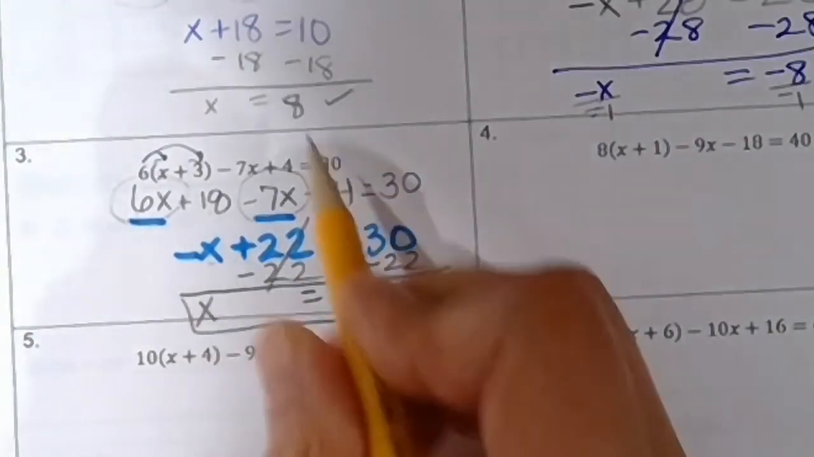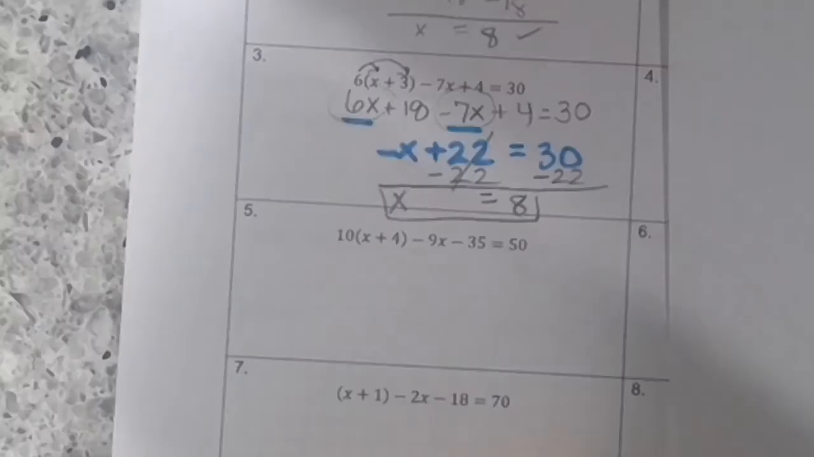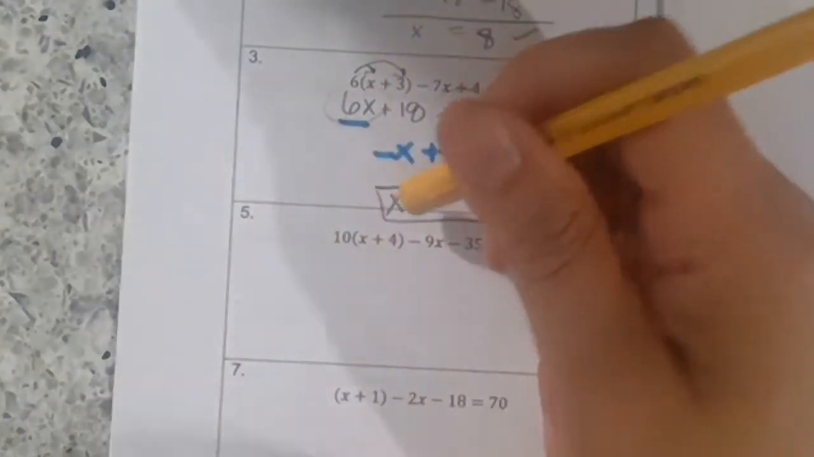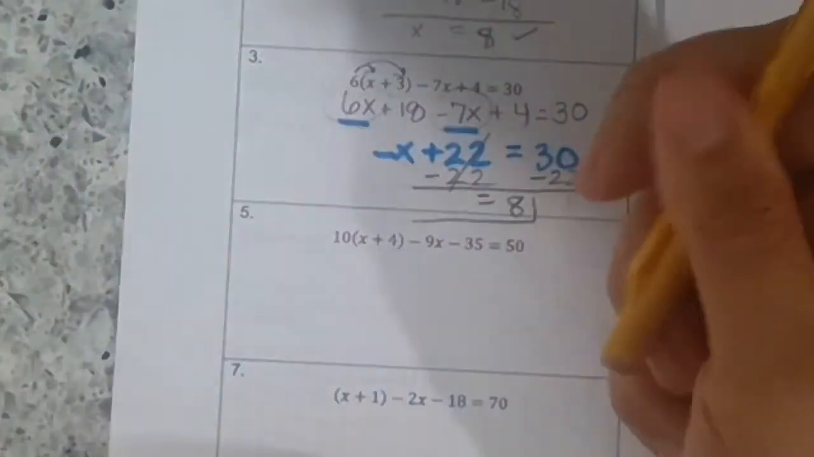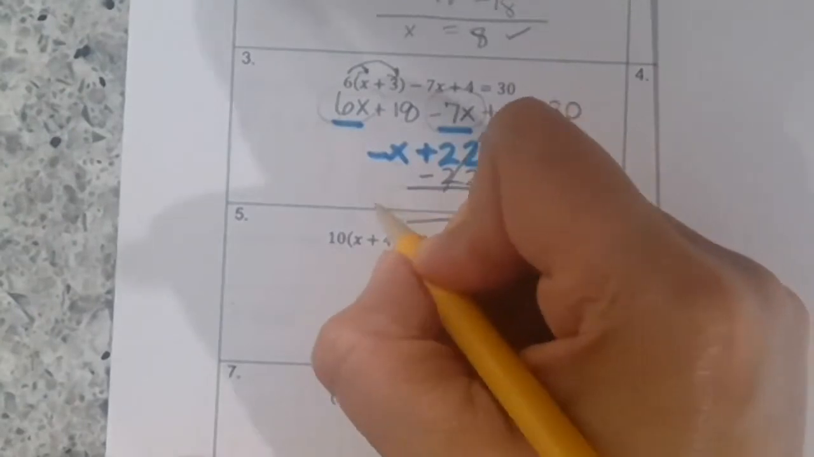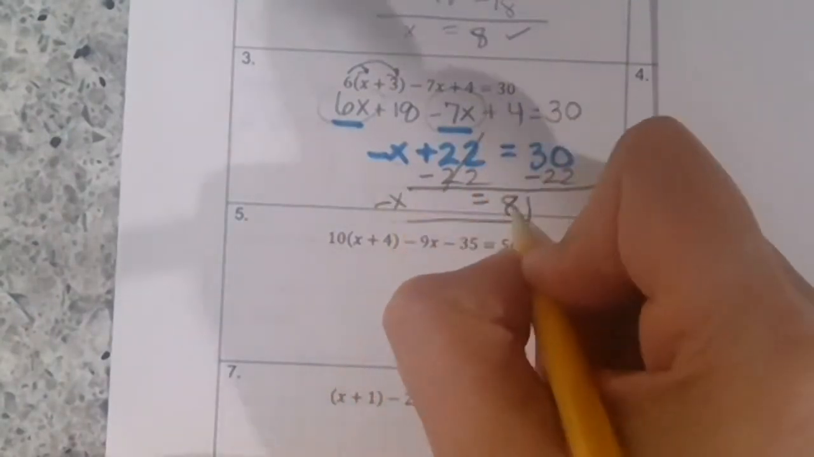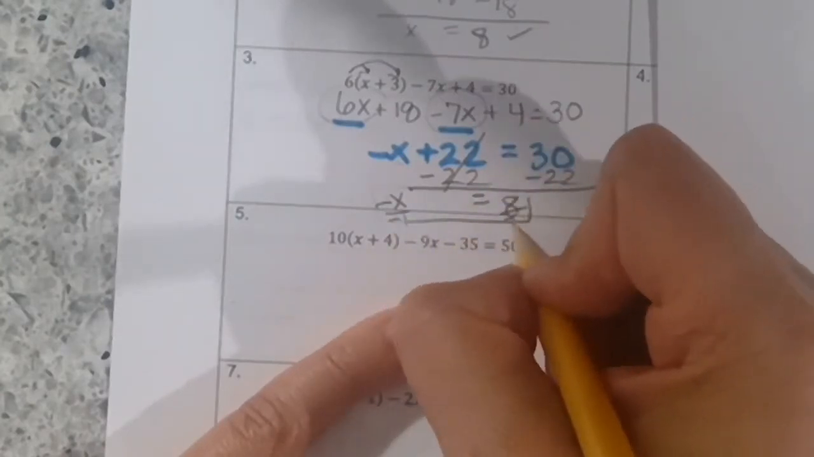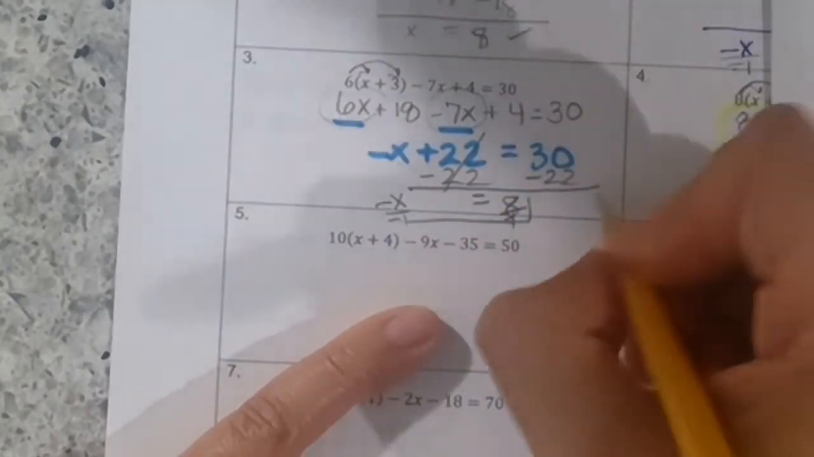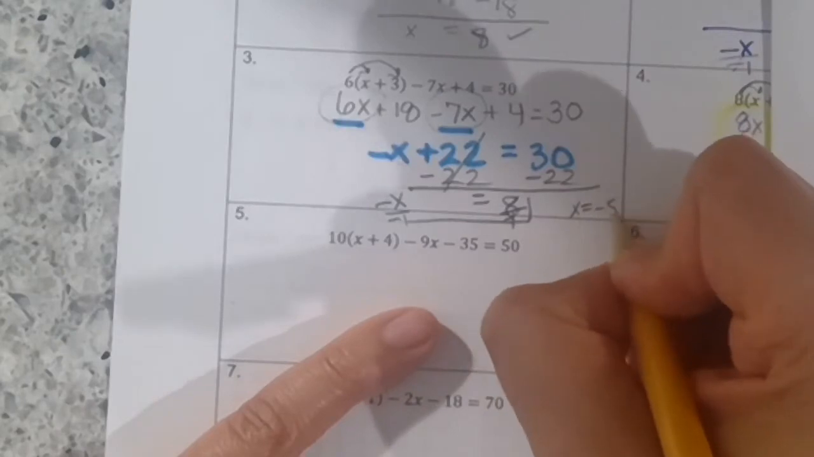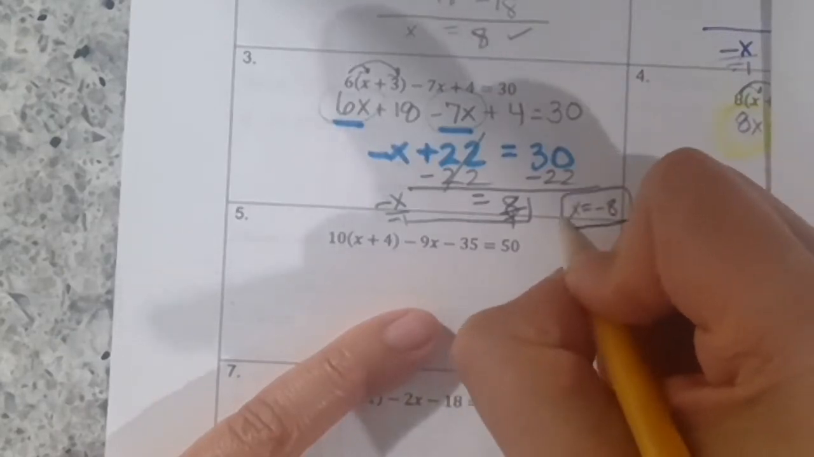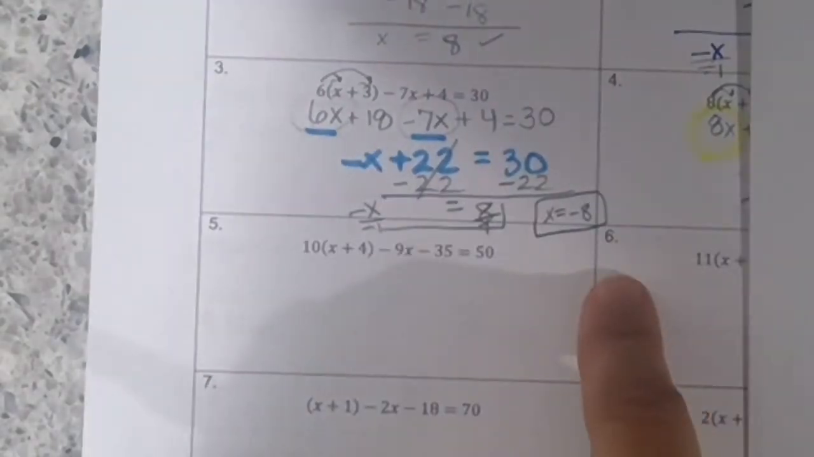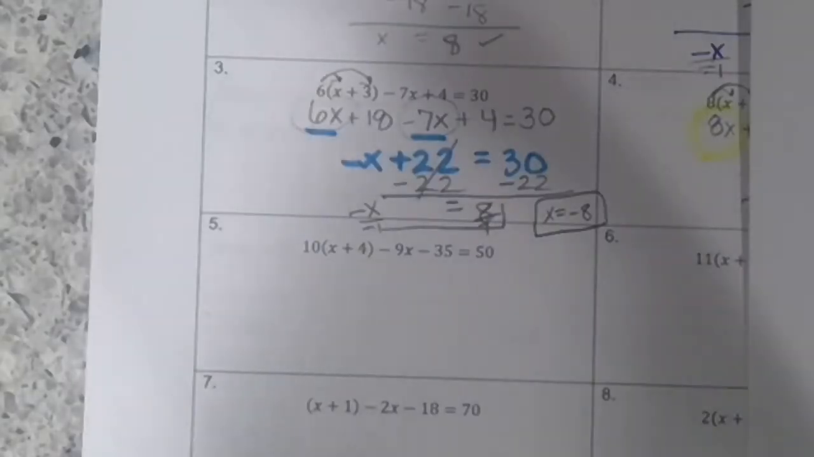Oh, look, these all have the same answer. Okay, next one. Okay, so be careful. This is a negative x. So negative x is equal to 8 divided by negative 1. So x is actually equal to negative 8. Okay, so make sure you have that correct. And you can always plug your answer in to check it and make sure.